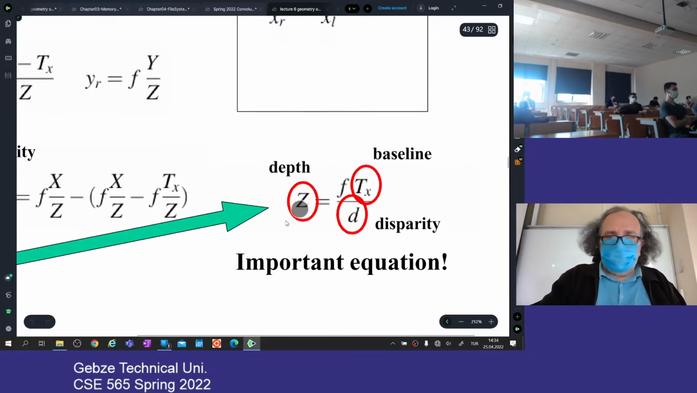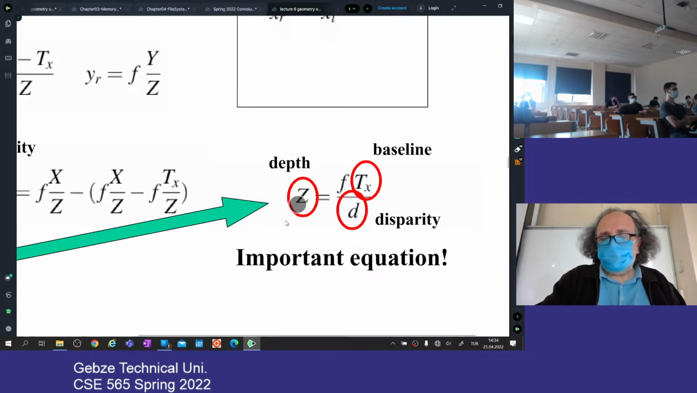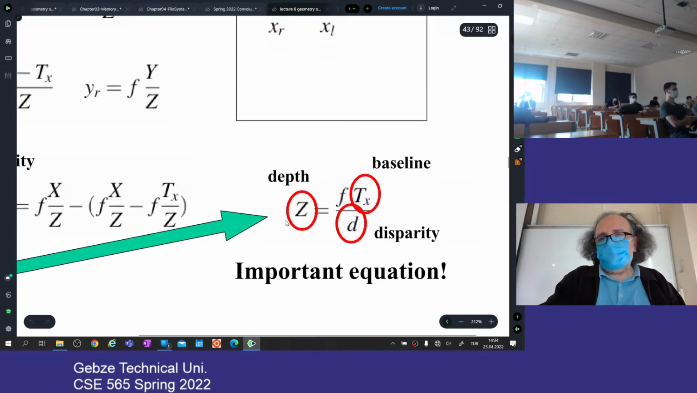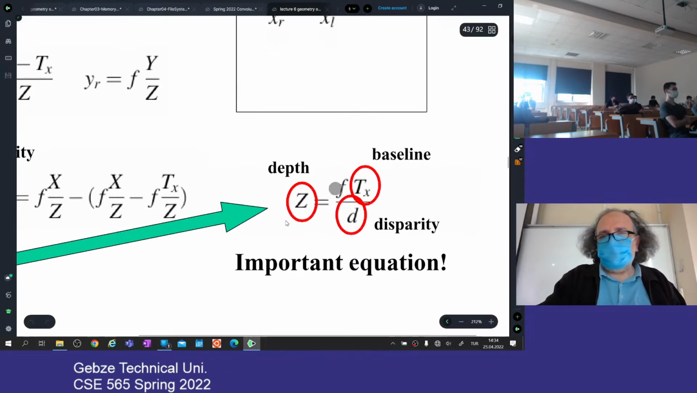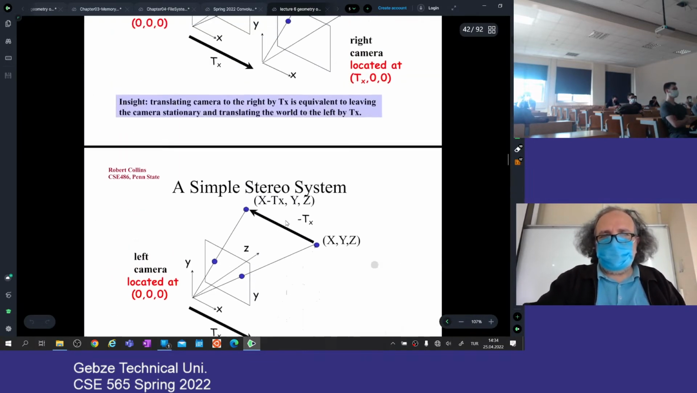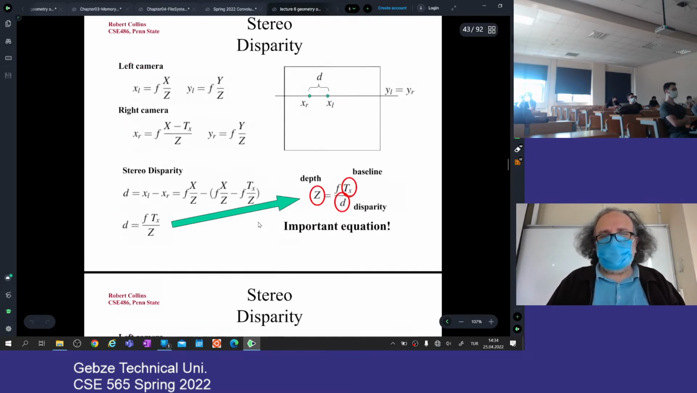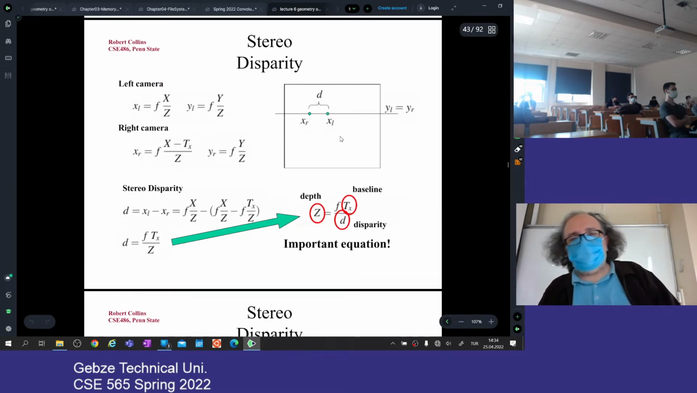We said that the depth of a point z depends on the disparity of the point and the baseline between the cameras and the focal length of the whole system. The baseline is, of course, the length of this distance. The distance is between the central projections of the two cameras. That's the baseline. And focal length is, of course, the focal length of these two cameras. And the disparity is again the positional difference of the same point in two cameras.